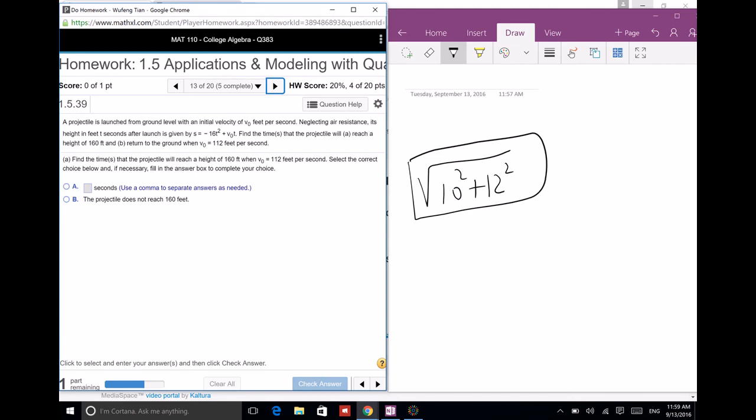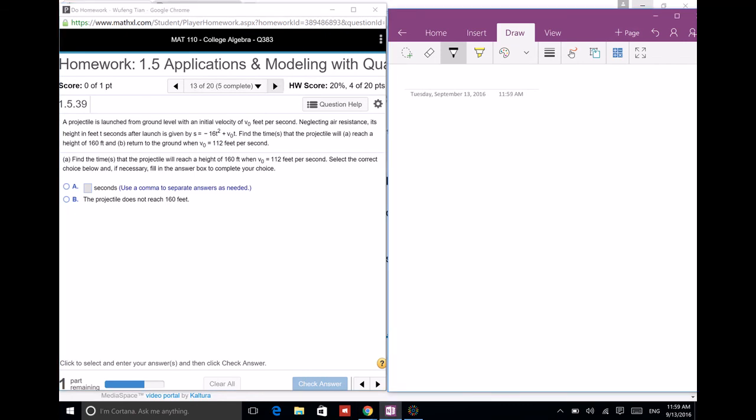A projectile is launched from ground level with an initial velocity of v0 feet per second, neglecting air resistance. Its height in feet t seconds after launch. Sometimes the projectile will reach a height of 160 and return to the ground. Basically, the velocity is given, so plug it in. It's negative 16t squared plus 112t, and the height is 160. Then this is the equation. Then you solve this, and it's going to give you the time in seconds.